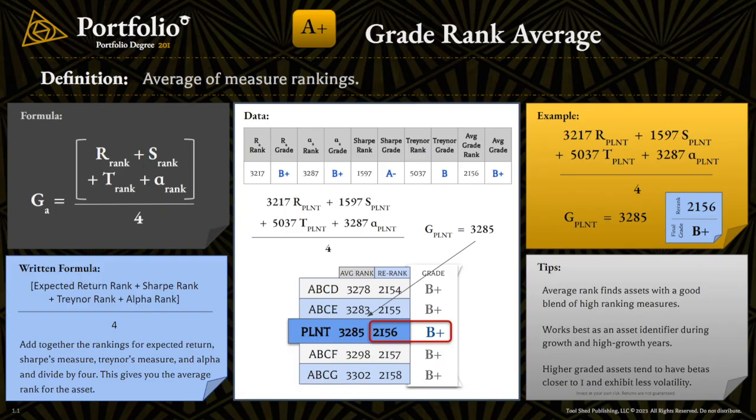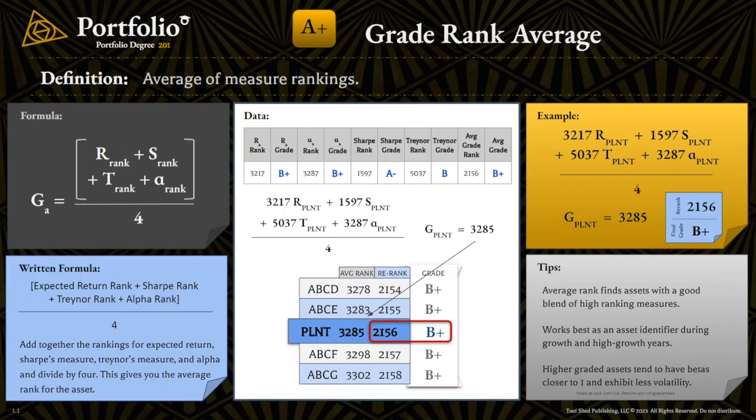So that's how we come up with the grade average. What we found in testing is that this is actually a really good blend of everything that works well. A stock that has a high grade for the average rank is one that has a great expected return, a great alpha, a high-performing Sharpe's measure, and Trainer's measure. And when you think about it, if you're performing well across all of those metrics, then you're going to find the best performing companies that are out there.